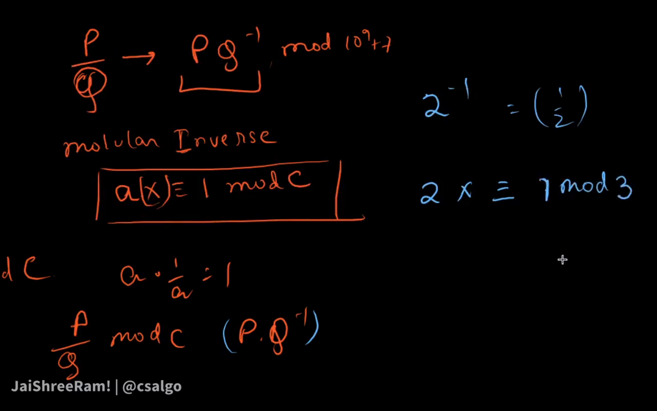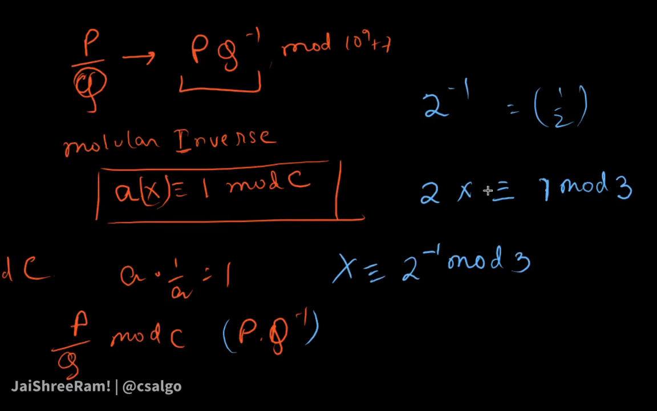Let's try to find what is the inverse of 2 in the domain of 3. So what is the inverse of 2 when you take modulo 3? So this x will be 2 inverse modulo 3. So x is congruent to 2 inverse modulo 3. What is this number actually? This is not a number, right? There is an inverse over here. How do you find this number?